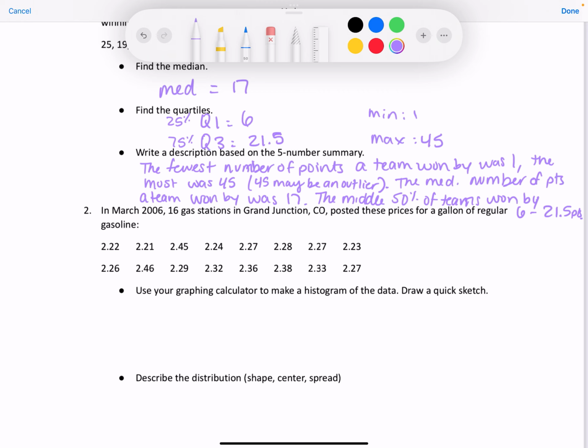All right. In March 2006, 16 gas stations in Grand Junction, Colorado, posted these prices for a gallon of regular gasoline. Man, I wish. Use your graphing calculator to make a histogram of the data, draw a quick sketch, and then describe the distribution, and so on and so forth.